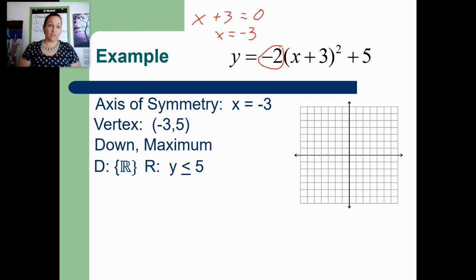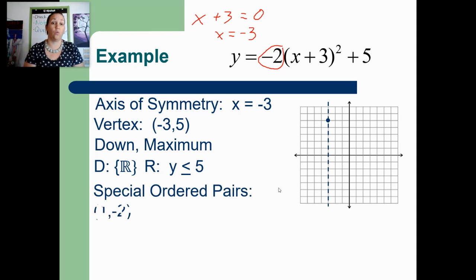Again, on vertex form, you can't do the intercepts until after you've graphed. So I'm going to skip the intercepts and go to the graphing part next. So I have my axis of symmetry at the -3. And then my vertex is at the -3, +5. My special ordered pairs will change a little bit this time because my A is -2. So instead of 1, 1, I'm going to go 1, -2. So from my vertex, I go right 1 and down 2, and I reflect.